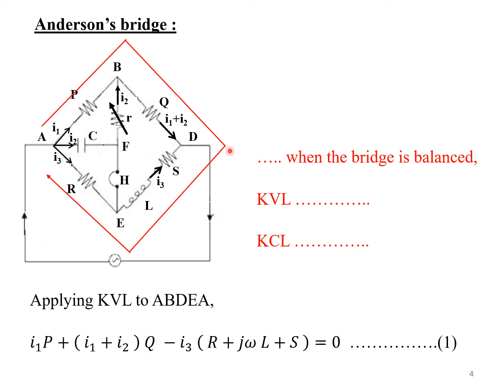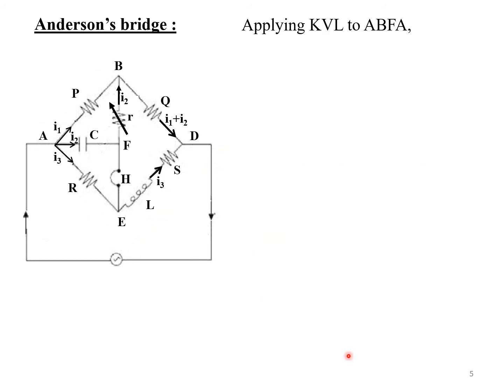Next, we are moving from the point D to E, whereas the current is moving in the opposite direction. Therefore, current I3 is to be taken with the negative sign. And the same thing is true with reference to the branch, namely E to A. Therefore, we write it as minus I3 into R plus J omega L plus S. And in this particular closed loop, there is no voltage source. Therefore, on the right hand side, we have 0.